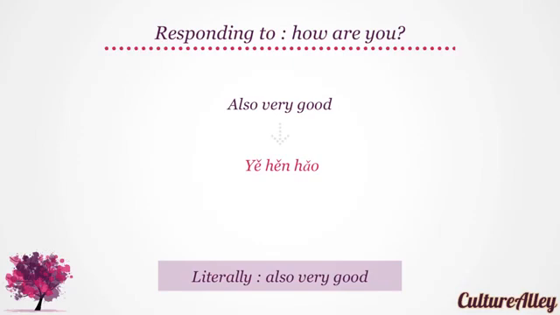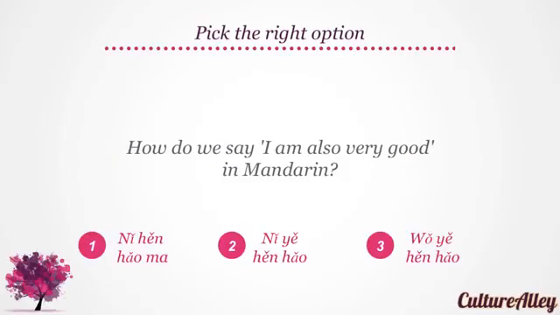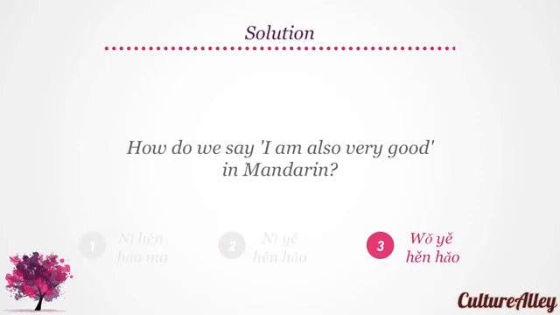Great! Now it's time to test your language learning skills. Let's see if you remember what we learned today. How do we say, I am also very good in Mandarin? Do we say, 你很好吗? Or do we say, 你也很好? Or is it, 我也很好? I am also very good translates to the third option, which is 我也很好.